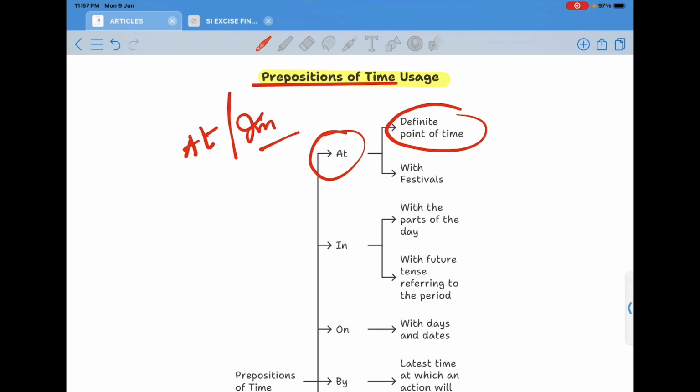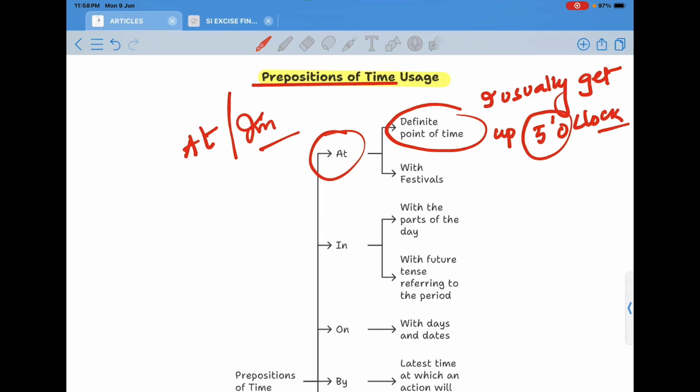For example, I usually get up at 5 o'clock. So I am talking about a particular time. Okay, definite time, 5 o'clock. So in that case, get up at 5 o'clock, right? So this particular thing will tell me to use the preposition "at". So when we are talking about a definite point of time, that time we will use "at".